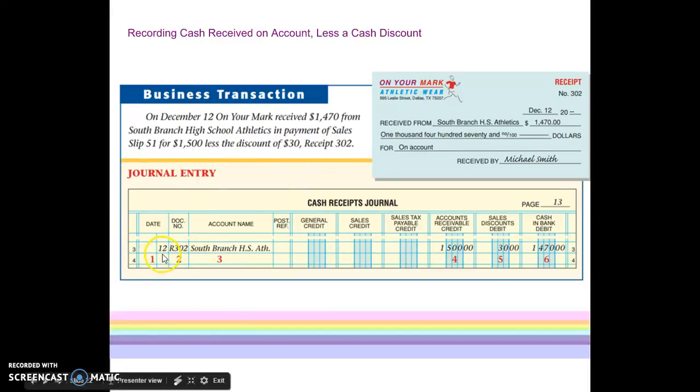So here we would put the date, in this case the 12th. The document number, which is going to be our source document, is R302, receipt 302. The account name is the accounts receivable, South Branch High School. It is an accounts receivable credit of $1,500. That's the amount from the sales slip. We have a sales discount of $30 and a total cash received then of $1,470. So these are the things that we have to analyze in regards to the transaction clue and the source document to properly record this cash receipt.